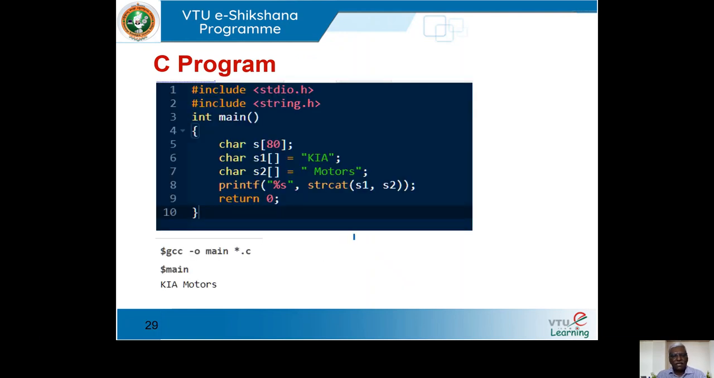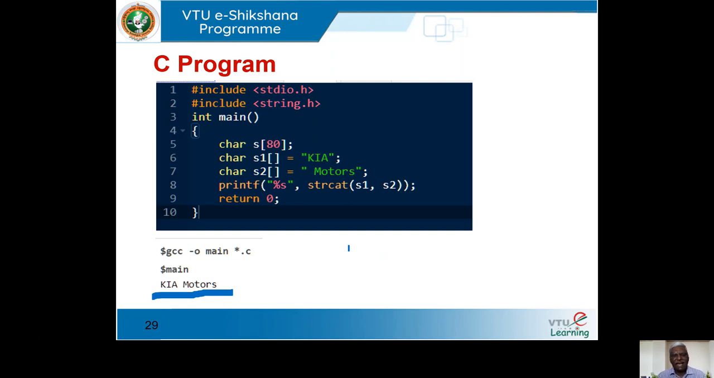Okay, how do we do that in C language? You have to use strcat, string concatenation. It returns a string, so I can directly do that. So I have two strings here, S1 and S2, Kia and Motors. You can see there is a blank already I've given. So when I see the output, you can see KIA space Motors. You can run this even in an online C compiler, and you will get this being executed.